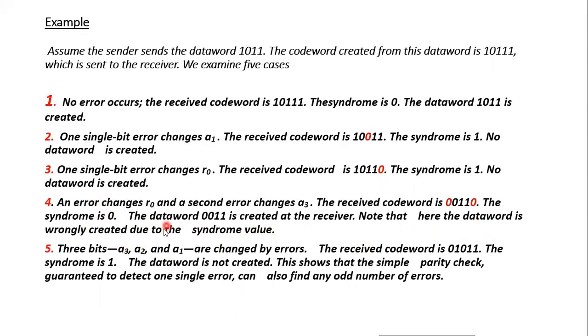Then for case 5, 3 bits A1, A2, A3 are changed by errors. Then the received code word is 01011, instead of 10111. Then the syndrome is 1, so the data word is not created. This shows that the simple parity check is guaranteed to detect one single error and can also find any other odd number of errors. So this is for case 5.